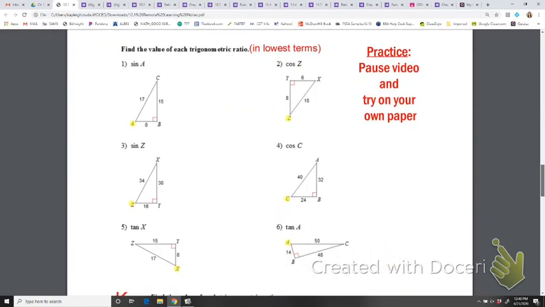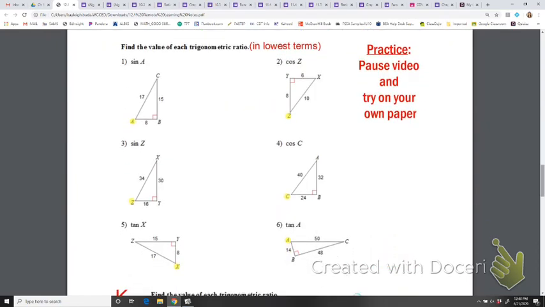Alright, this is just some extra practice for you to try before you try the homework that will count for a grade. Find the value of each trig function. Make sure you write it in lowest terms. I highlighted the angle that they're talking about, which is helpful. So sine of A, I highlighted the A. That way, when you label your triangle, you can automatically label the side that's opposite to A, the hypotenuse side, and the adjacent side. Then write the ratio sine of A. What fraction would that be? And reduce. Pause the video, try these on your own piece of paper, and then when you're ready to check the answers, press play again.